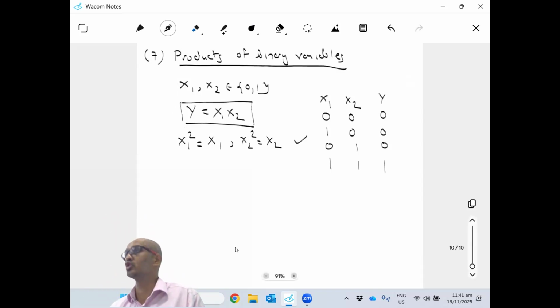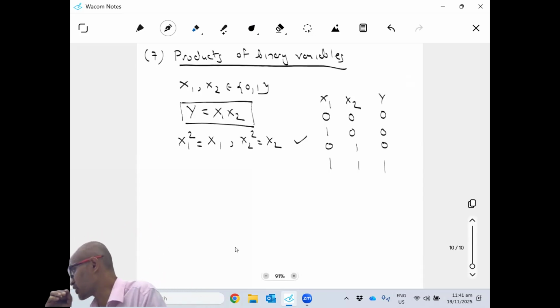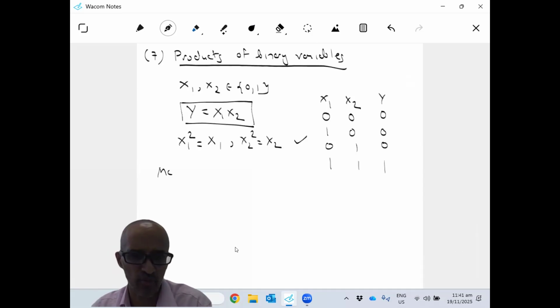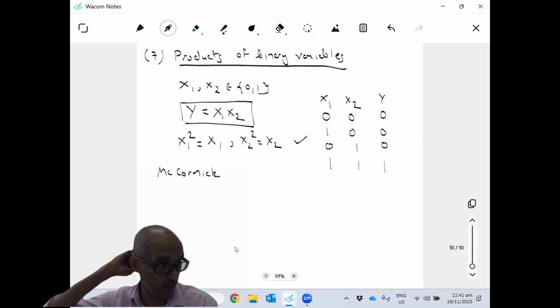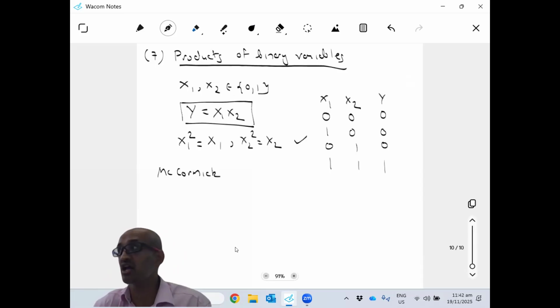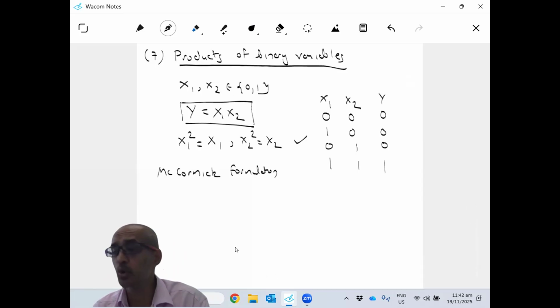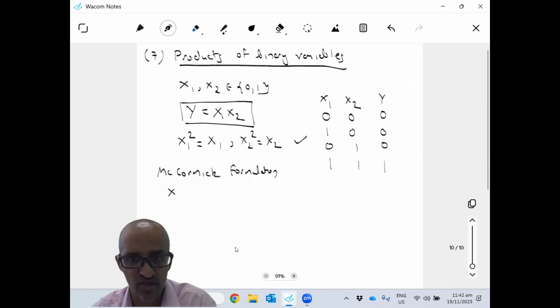This part you can model using the following trick. This is called the McCormick relaxation. By the way, all these are names of people who proposed these techniques. I'm showing this to you for the binary case, but there are versions of this for general integer cases. But let's take the binary case. So this is called the McCormick formulation. What is this formulation? What you do is very simple. You want to capture this set.